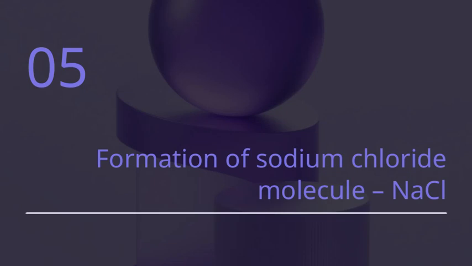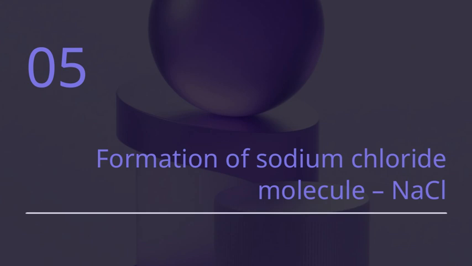Let's take a closer look at how a sodium chloride molecule, or NaCl, is formed. This process really highlights the fundamental concept of ionic bonding. Sodium, which is a metal, has 1 electron in its outermost shell that it wants to get rid of to become more stable. Chlorine, on the other hand, is a nonmetal with 7 electrons in its outer shell and needs 1 more to complete it.